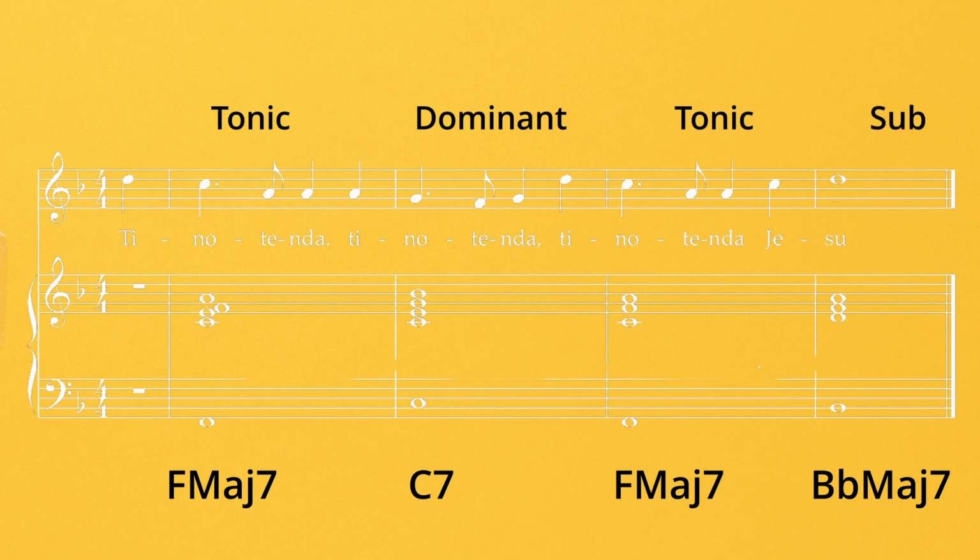Now, if I would reharmonize this tune, basically what I would do is replace some of the chords with another one that has a similar harmonic function. In other words, I can replace these chords with another chord from the same family. So let's do Tino tenda again, but now we are replacing some of the chords with other chords from the same family. And here's how it sounds.